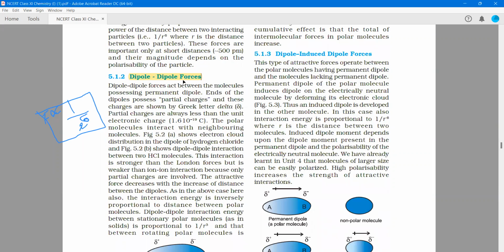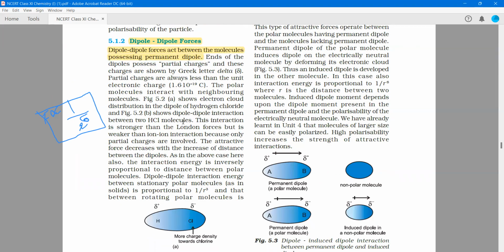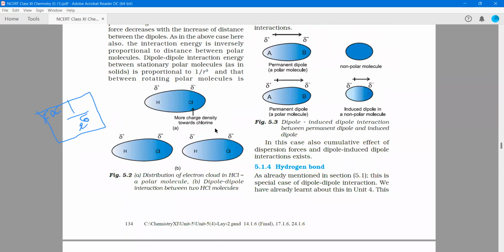Dipole-dipole forces act between molecules possessing permanent dipoles. Ends of the dipole possess partial charges, and these charges are shown by the Greek letter delta. Partial charges are always less than the unit electronic charges. The polar molecules interact with neighboring molecules. Figure 5.2a shows electron cloud distribution in the dipole HCl, and figure 5.2b shows dipole-dipole interaction between two HCl molecules.